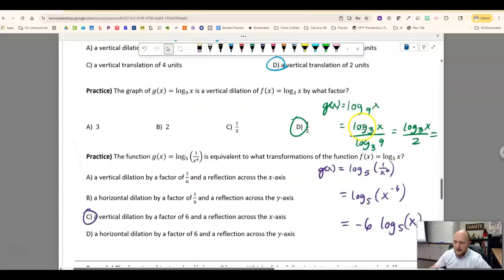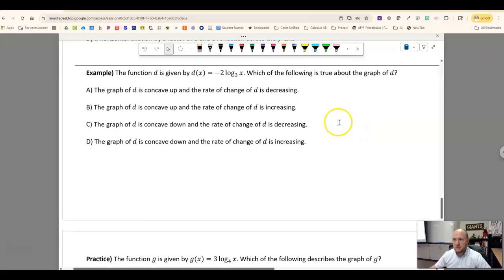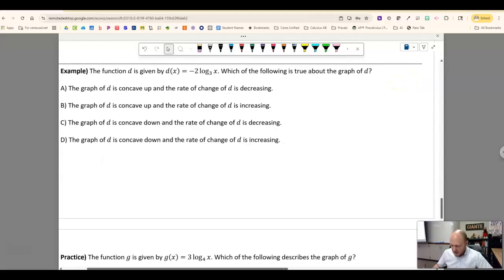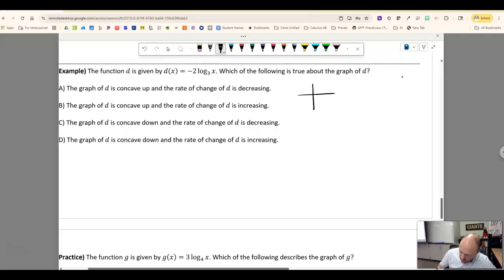So let's go ahead and look at some AP questions that are going to be asked. Here's example number 1. They give a function d given by d of x equals -2 log base 3 of x. Which of the following is true about the graph of d? And how my brain always processes these is I like to envision, okay, what would a normal logarithm look like? Log base 3 of x. Well, that would look like this, something like this, increasing concave down. Okay, but what are we doing to this graph? Oh, we're multiplying by -2. What does that do to my graph?